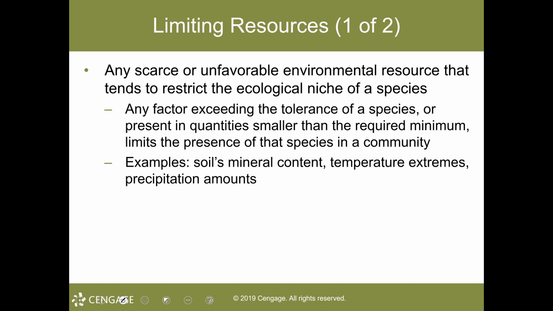For instance, most of the limiting resources that have been studied are simple variables such as the soil's mineral content, the temperature extremes, and precipitation amounts. So such investigations have disclosed that any factor either exceeding the tolerance of a species or present in quantities smaller than the required minimum limits the presence of that species in a community.